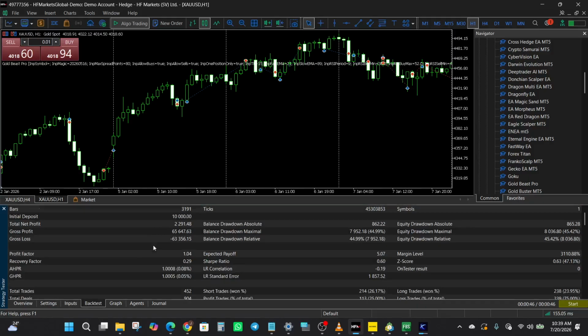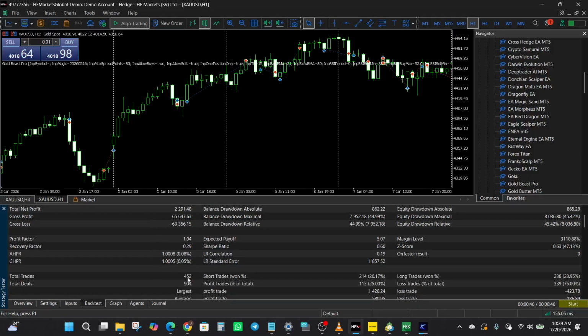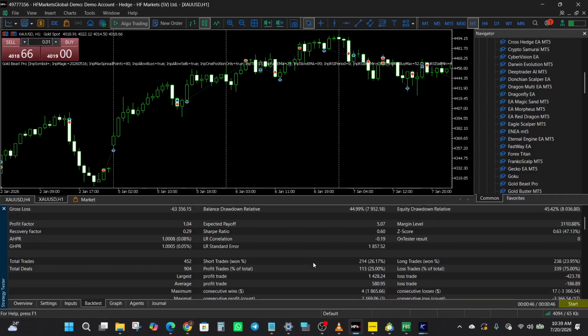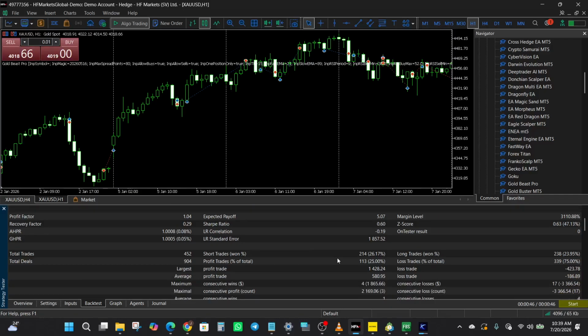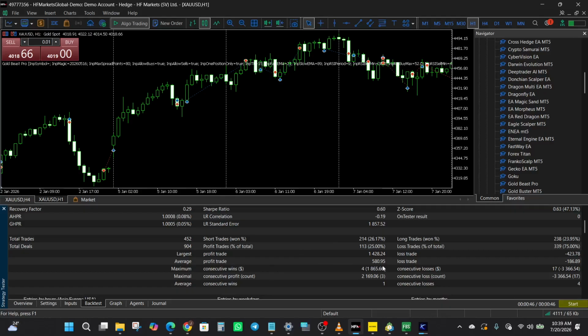Now, across 452 total trades, the win rate came in low at just 25%. It's not far away from the results that we saw on the MQL5 Marketplace page. I mean, the win rate to be specific. But then the average winning trades were considerably larger than the average losing trades. We can see that the average profit was 580.95, while the average loss was 186.89. So the difference is quite substantial.